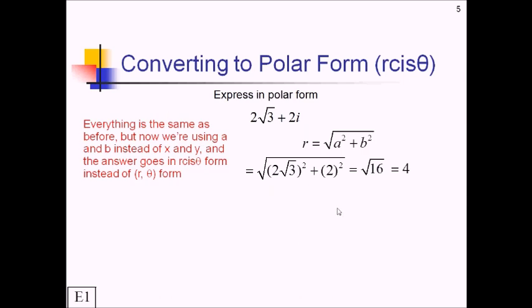And now we're going to find the angle. That's inverse tangent of b over a instead of y over x. So that's going to be inverse tangent of 2 over 2 radical 3. But when we did this on the warm-up, what did that come out to? Oh yeah, 30 degrees again.